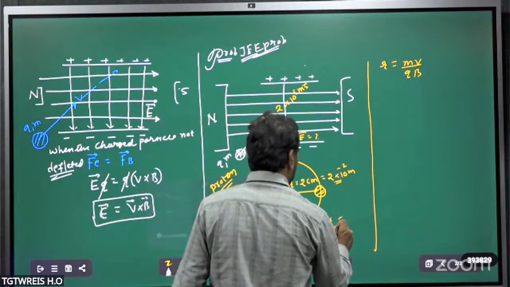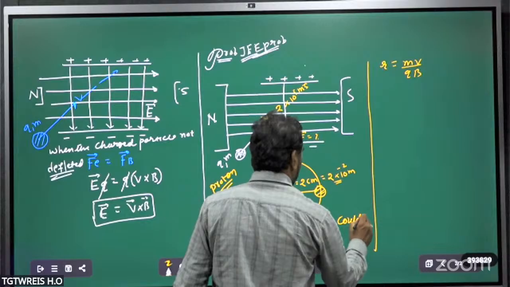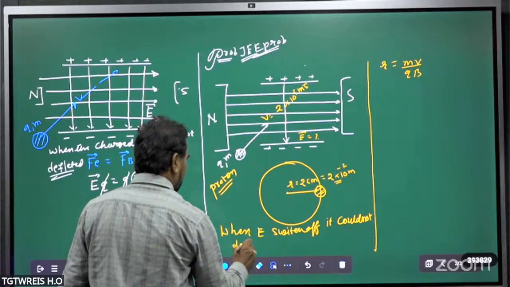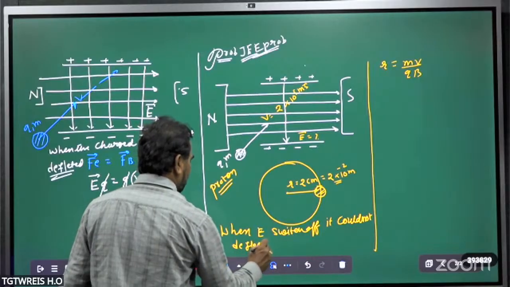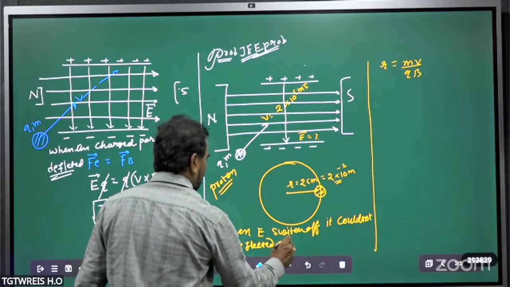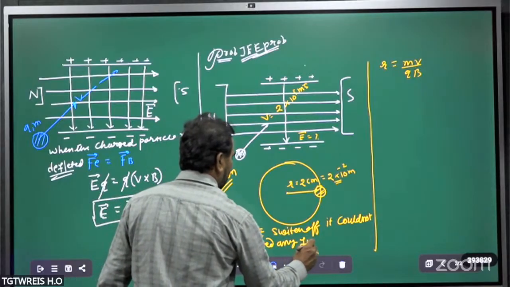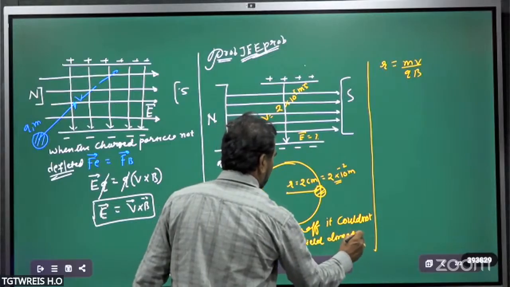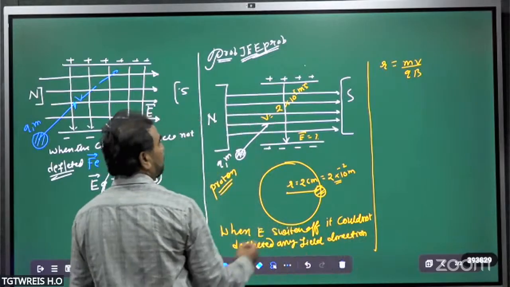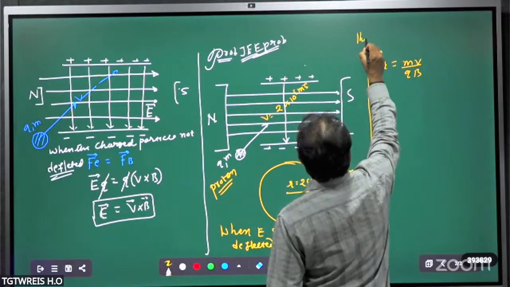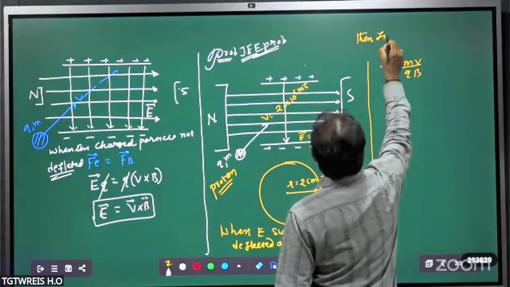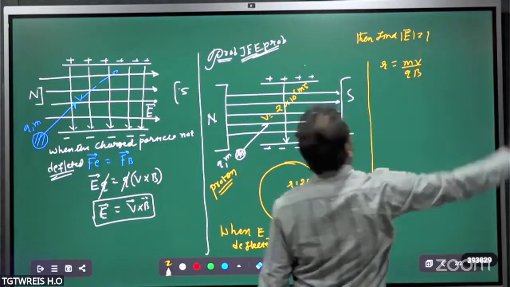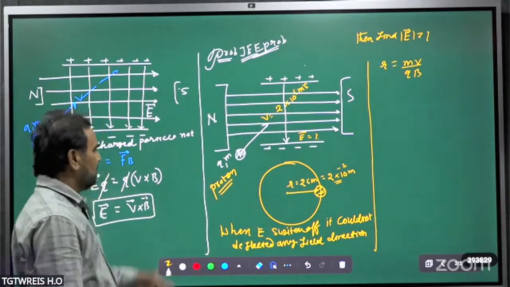It could not be deflected in any field direction. Then find the magnitude of the intensity of the electric field. How much? Okay, that was the question.